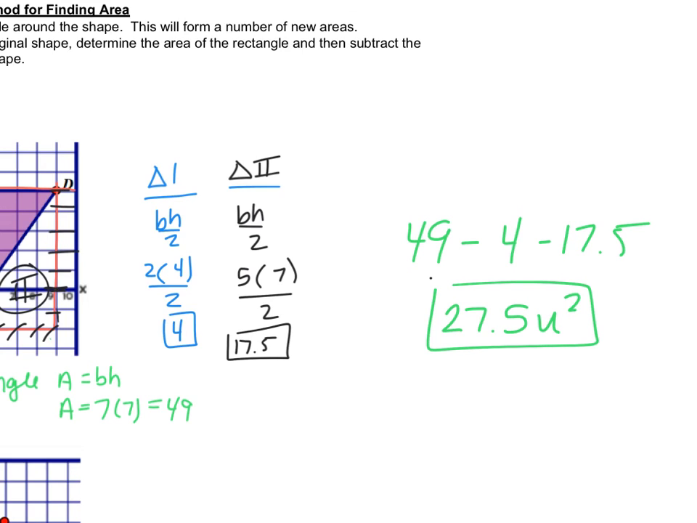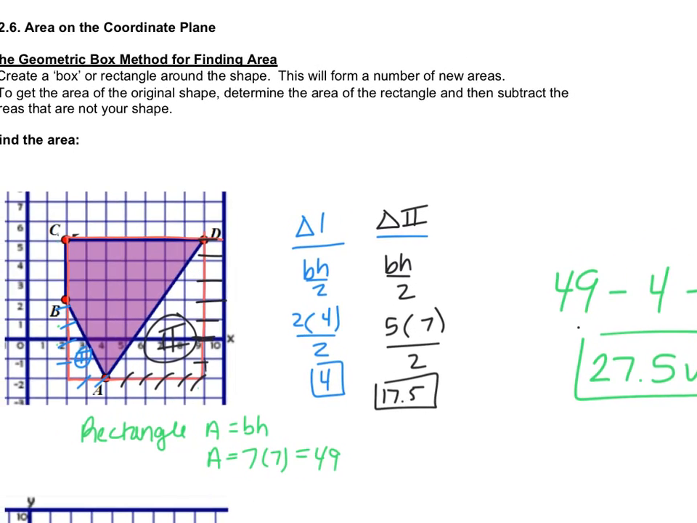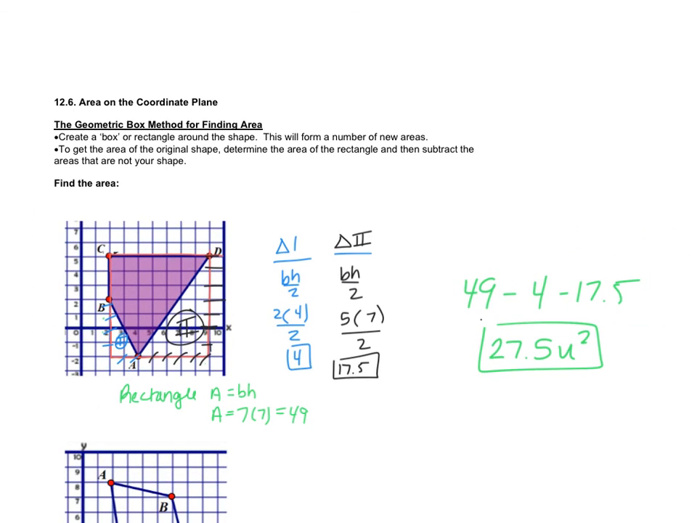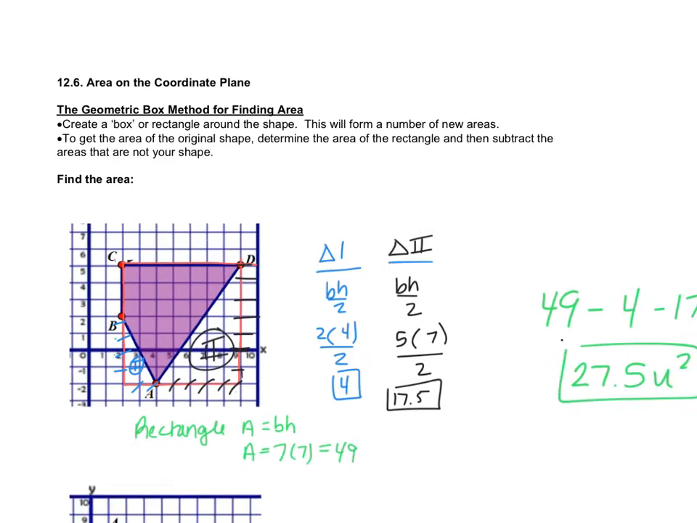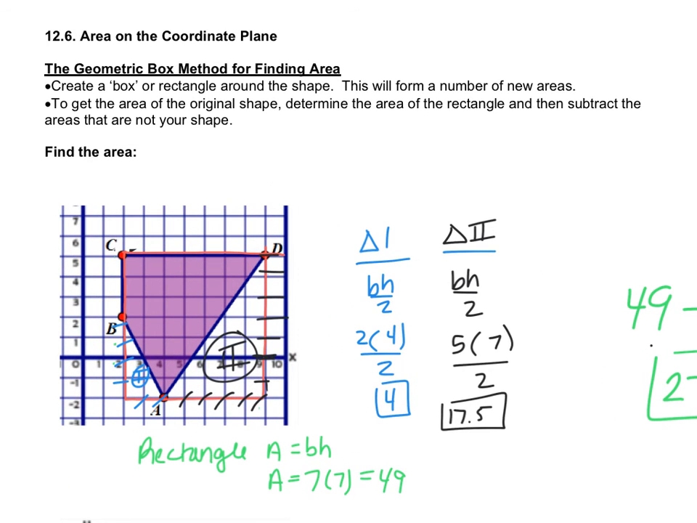And that is it for your lesson on the box method for finding areas on the coordinate plane. So here's your general procedure. Draw your rectangle and then subtract your areas.